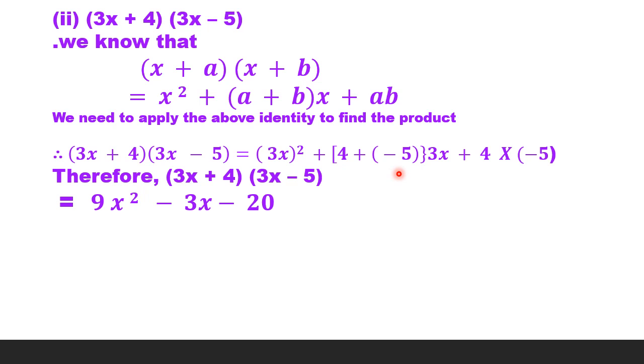4 − 5 is −1. −1 into 3 is −3, and the variable is x with degree 1, so −3x. And the final term is the constant term, which is the product of the numbers. Which numbers? 4 and −5. So 4 into −5 is −20. So the sums are very simple. You just have to remember the identity.